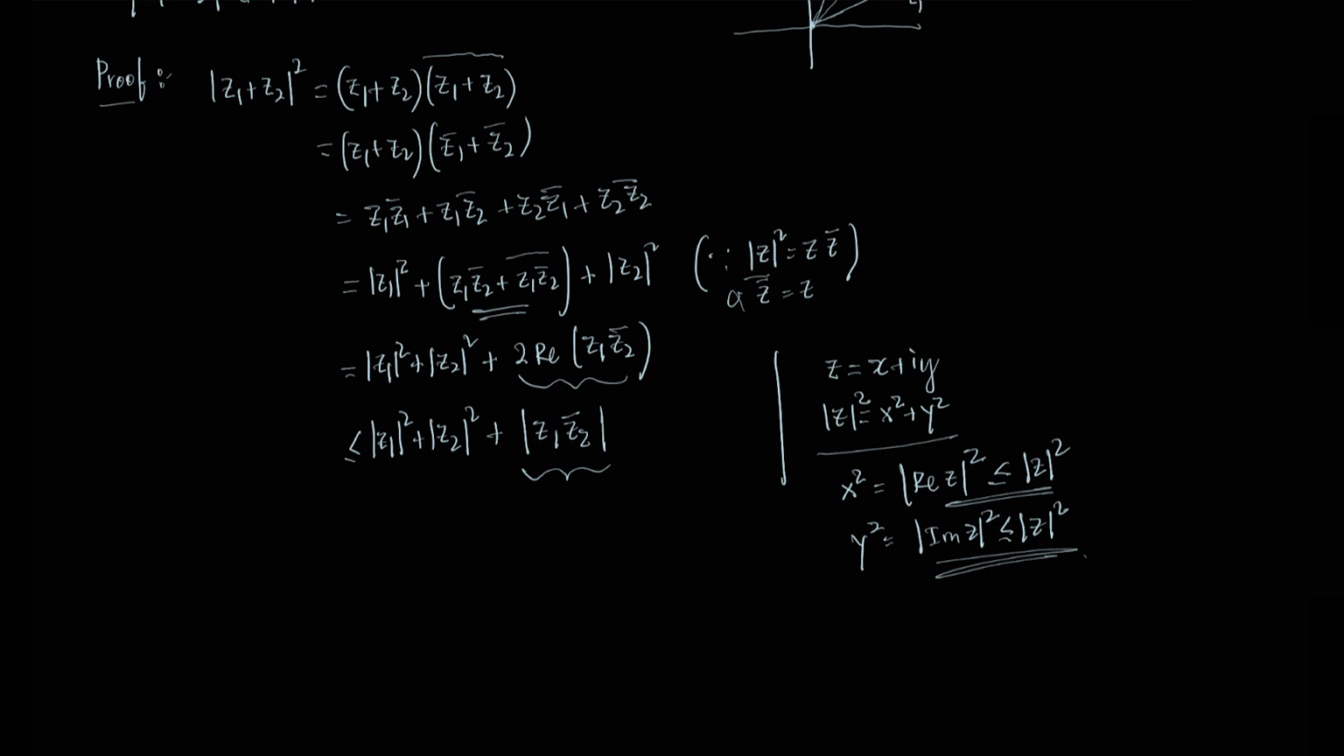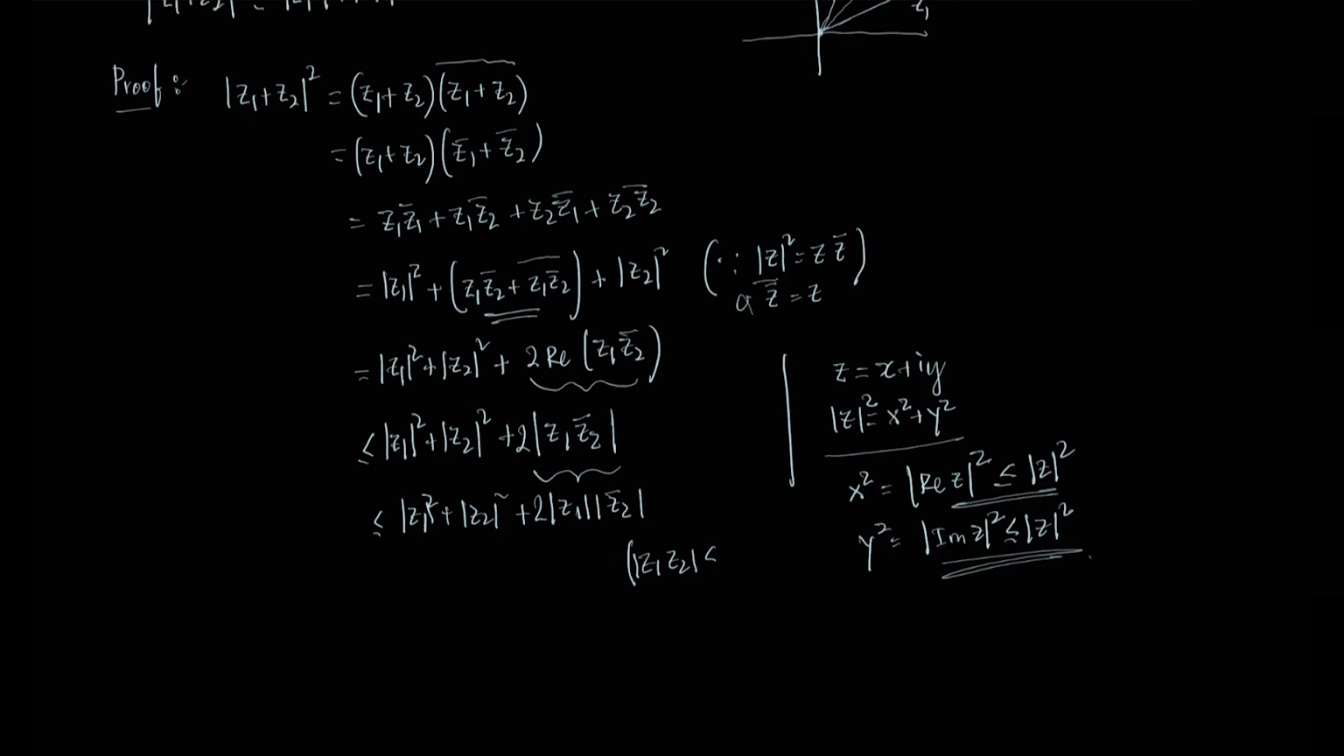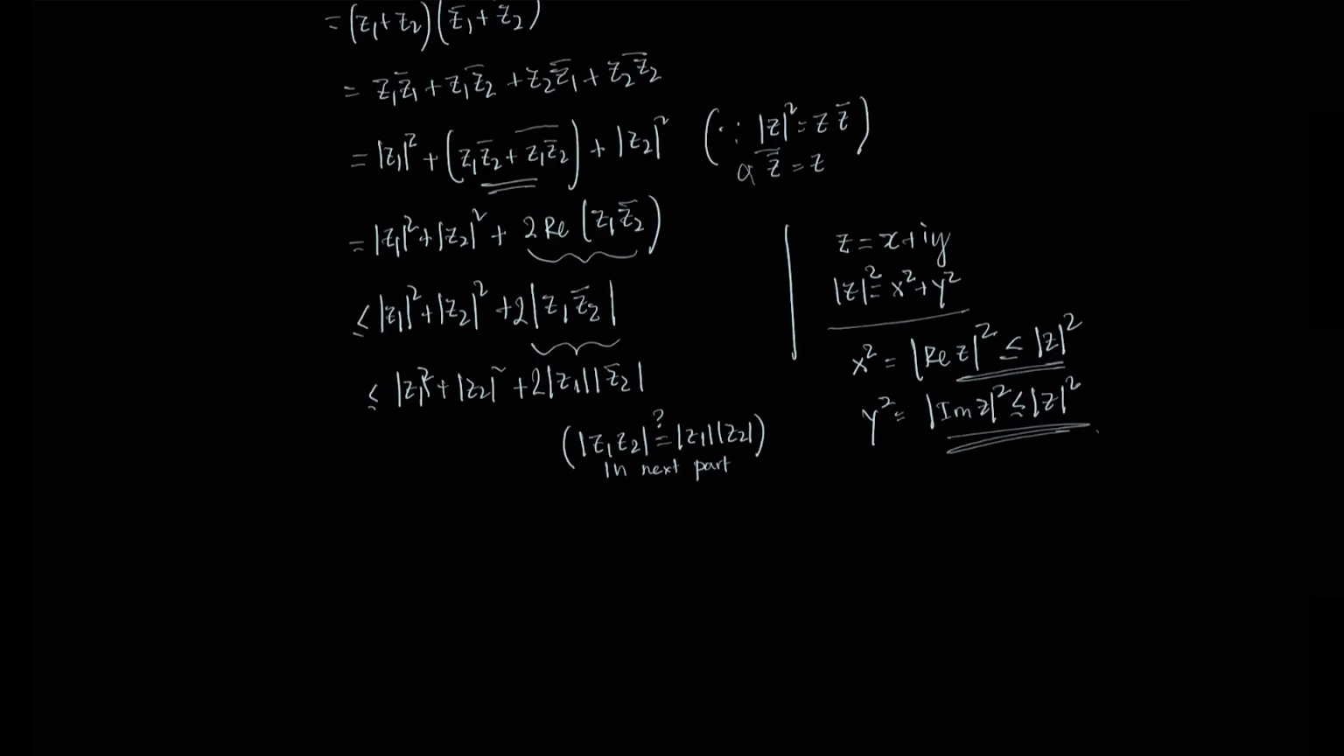So for now, I'm going to assume this thing, and I'm going to write it like this. This becomes mod z1 square plus mod z2 square, plus this particular thing, which you can write as 2 times mod z1 times mod z2 bar. You can do that. So essentially, I am using this particular thing: mod z1 z2 is equal to mod z1 times mod z2. This is always true. I did not prove it. I will do it in the next part. So you understand why the next part is very important, because if we want to prove something like this, we need this.